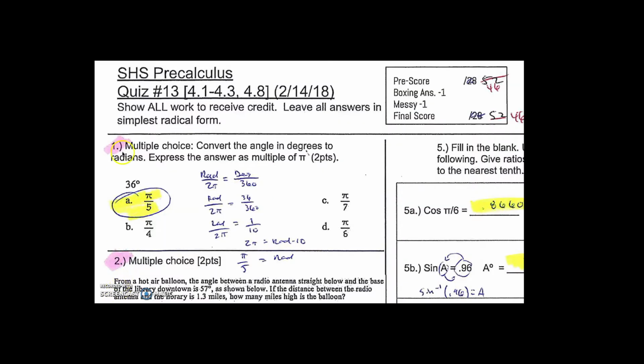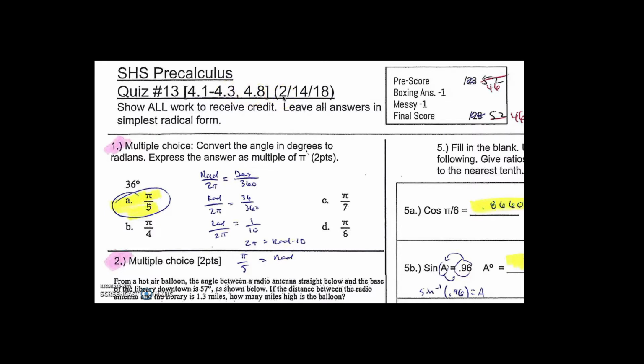Hey, this is Mr. N going over Precalc Quiz number 13, Chapter 4, Sections 1 to 4.3. We didn't entirely finish 4.3 because I was including the unit circle, but we did word problems. This was taken on Valentine's Day.